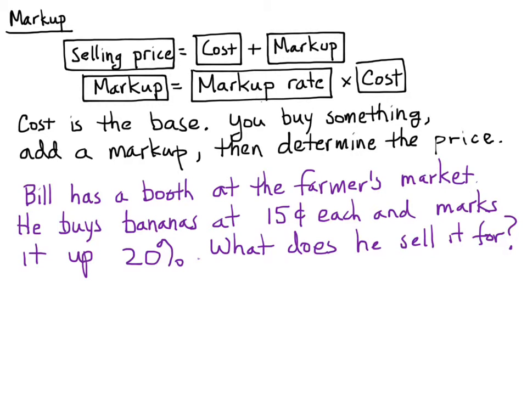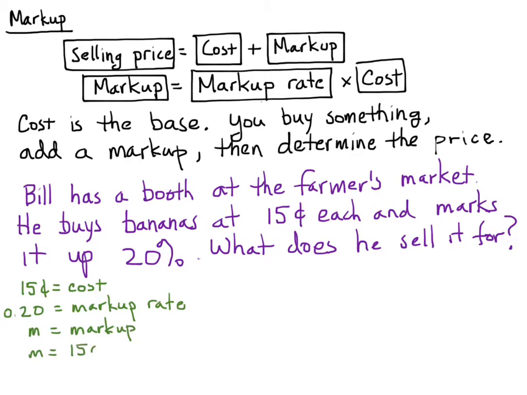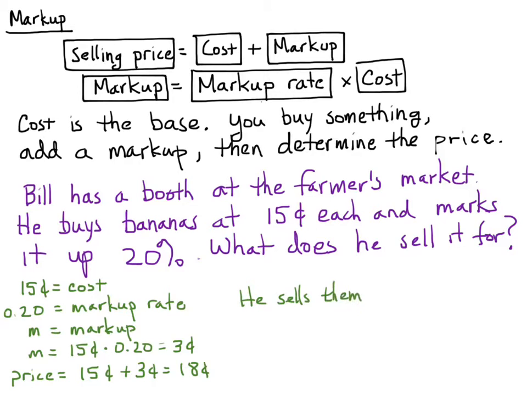Well, let's apply that to our model. 15 cents is the cost of the banana, 20% is the markup rate, and so we can get the markup directly from this. We take 15 cents times 20%, and we get a markup of 3 cents. You add the 3 cents to the 15 cents, and the price that he sells his bananas for is 18 cents a banana.